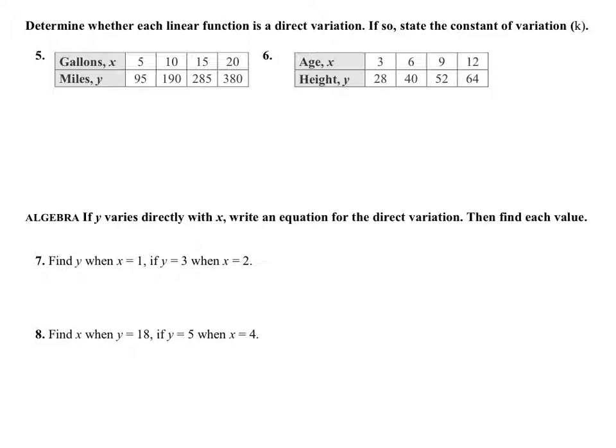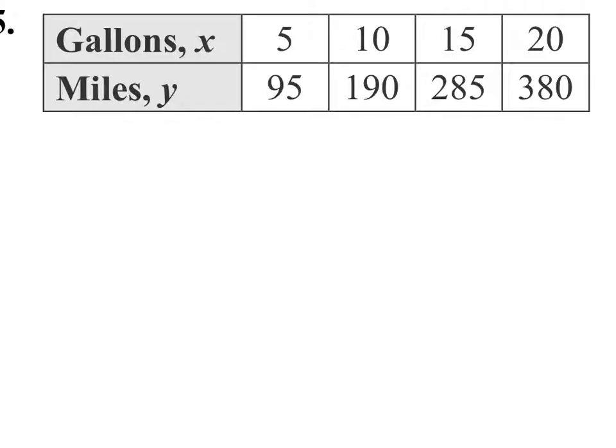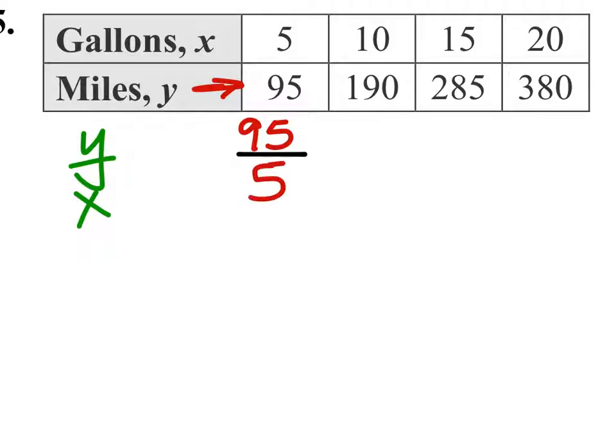So for this one, number 5, we're going to determine if that is a direct variation. We'll do 6 as well. Hopefully you remember from a few classes ago that if we compare all the y values and divide them by the x values, we should get the same equivalent values. On this one, 95 is the y value because the y is in the bottom part of this table. I divide it by the x, which is 5, and I get 19.